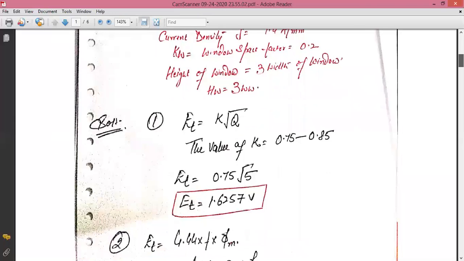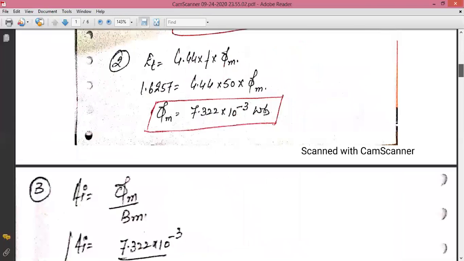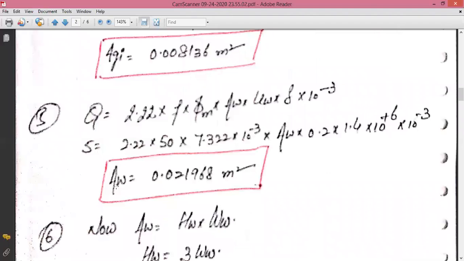But now when I calculate this value, you can see AW is in meter square. The value of AW is in meter, but here current density is in mm. So we have to convert this mm into meter. When I convert, current density is ampere per mm square into meter square, so we have to multiply it by 10 raised to power 6. That is why I can change this value. Okay.